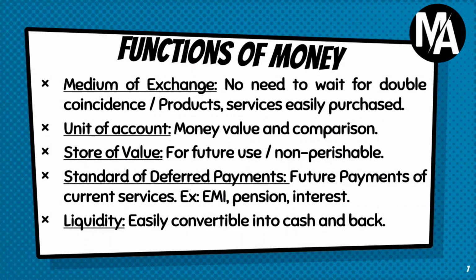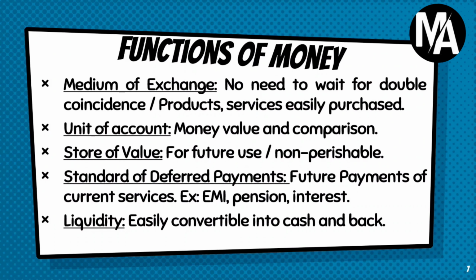We will move into the functions of money. The first function, as I have already explained in the definition, is medium of exchange. Since money can be exchanged very, very easily for any kind of commodity or product, there is no need to wait for double coincidence. Immediately transactions can take place and products and services can be easily purchased.